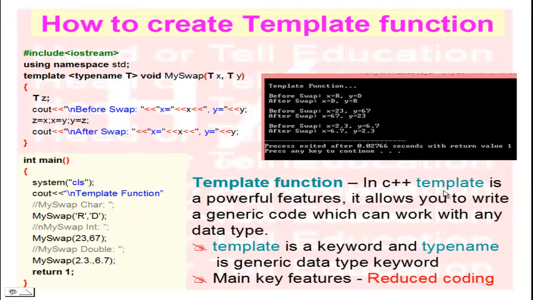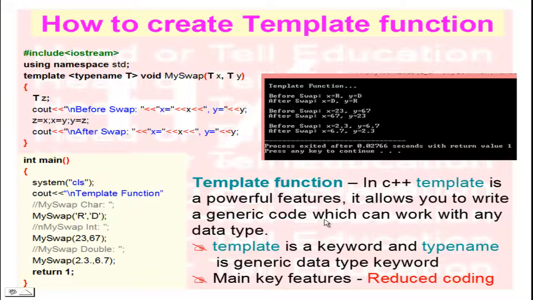So in C++, template is a powerful feature. It allows you to write generic code which can work with any data type. Template is a keyword and typename is a generic data type keyword. And one more main key feature: it reduces the code.